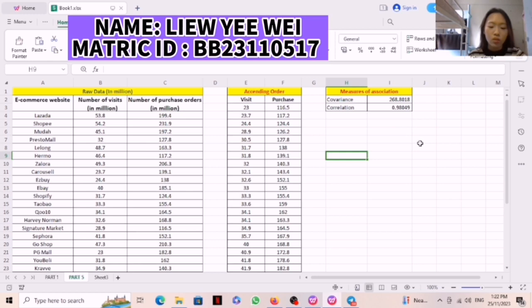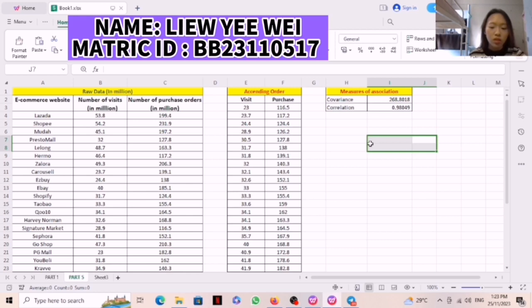Then, we need to build a table for measures of association. What are measures of association? Measures of association are statistical techniques used to quantify the relationship between two variables. The first thing we need to do is to find the covariance. The covariance describes the direction of the linear relationship between two variables.